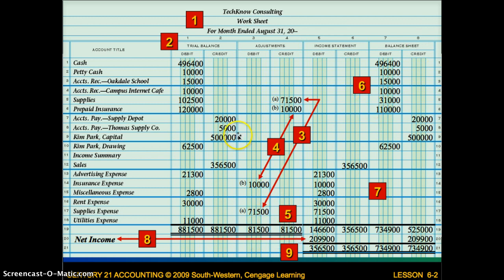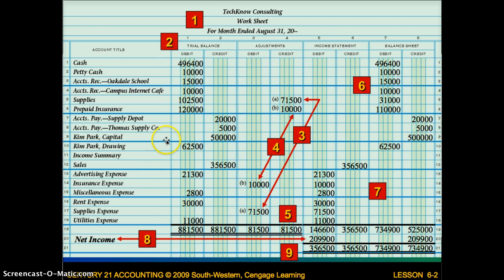Then everything down to income summary will be balance sheet accounts. So we're just going to take this number and bring it over. This was on the debit side, so it stays on the debit side. Petty cash stays on the debit. Look here though, in supplies you had a debit of $1,025, a credit of $715, so you would subtract that from here, and your difference would be on your debit side. Same thing here. These are on the credit side, so they need to go credited.